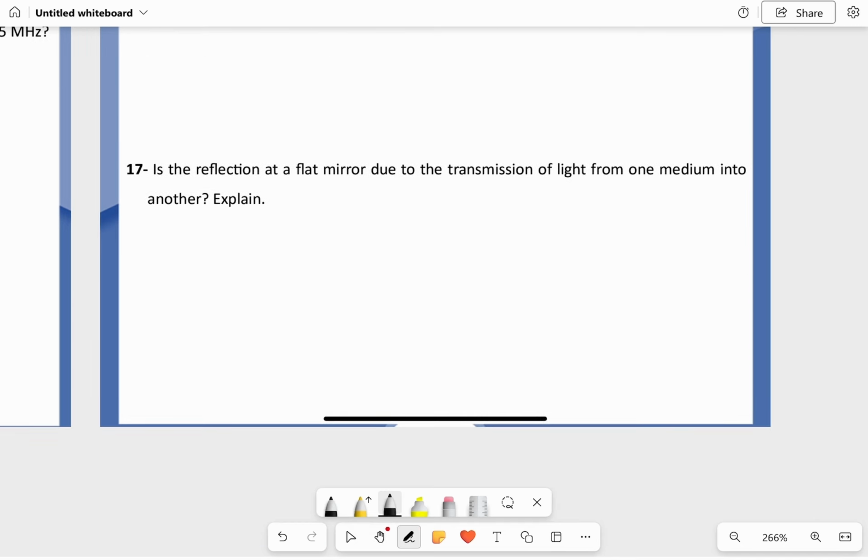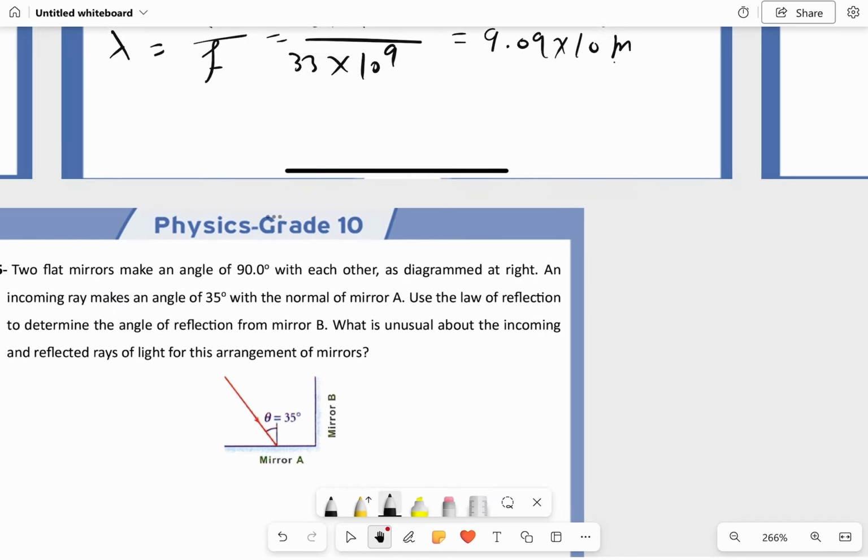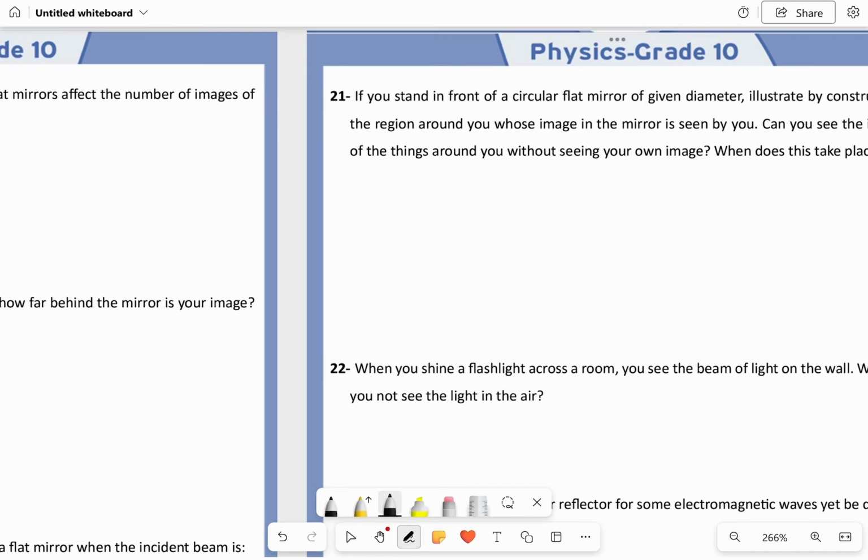Is the reflection of a flat mirror due to the transmission of light from one medium into another? No, it's due to the reflection of the light rays, not transmission. Light rays are not transmitted, they are reflected basically.